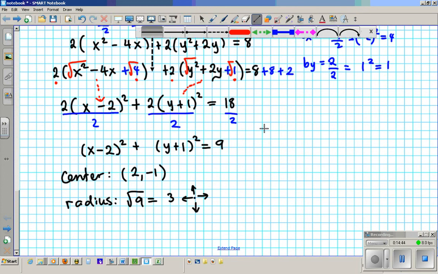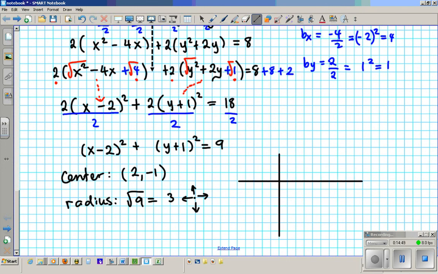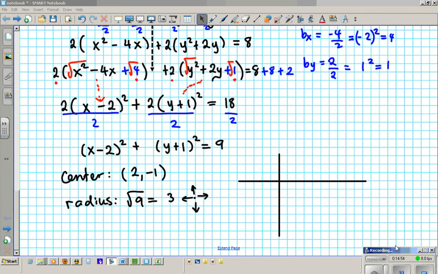Okay? So let's draw this circle. It's in the 4th quadrant, so I'm going to make the 4th quadrant a little bit bigger. So starting from the center, where is the center? The center is on 2 and negative 1. There goes the center. You're going to go 3 in all directions. Okay? 3 to the right, 1, 2, 3. 3 to the left, 1, 2, 3. 3 down, 1, 2, 3. 3 up, 1, 2, 3. Connect the dots, and that will give you your circle.